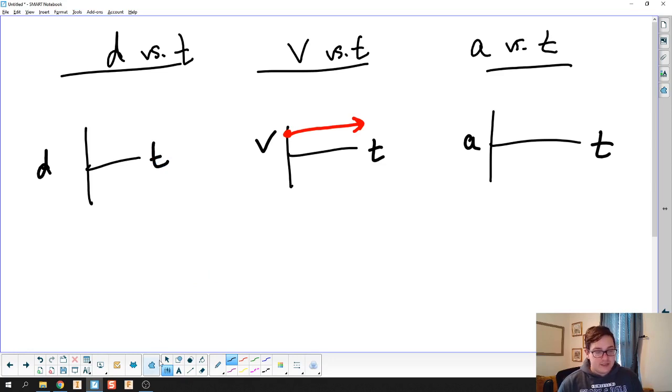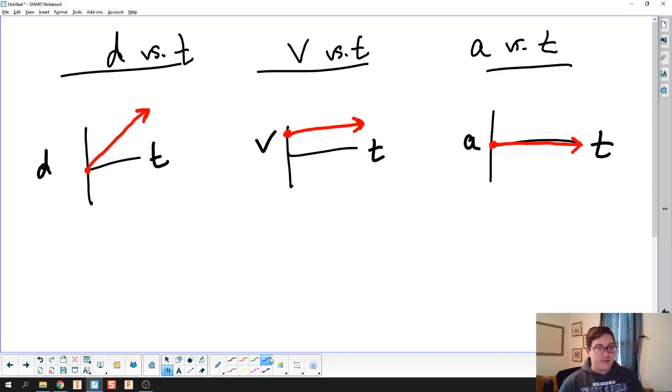So if my object in red here has a positive velocity, what is happening to its distance over time? Well, let's say we start at zero, and then as time goes on, we're going to travel at a constant slope. All right, so what if then we were to have this velocity, what would the acceleration be? Well, if this object's going at a constant velocity, keyword there, constant velocity, your acceleration is going to be zero and stay at zero.